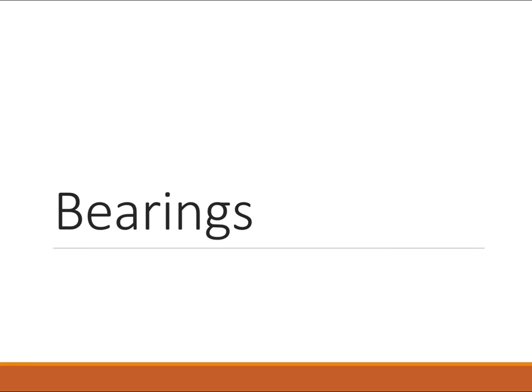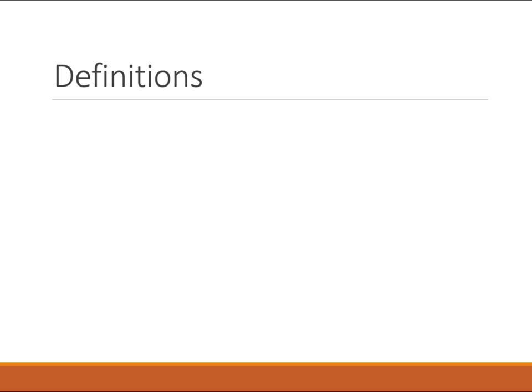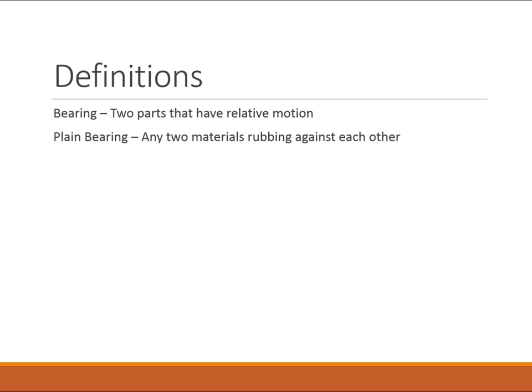In this video, we're going to discuss bearings and how to size them and how to design them. Before we can begin, we need to set some definitions about what a bearing is. A bearing is any two parts that have relative motion to each other, and we classify bearings in several different categories. The first one is a plain bearing. A plain bearing has two materials that rub directly against each other.